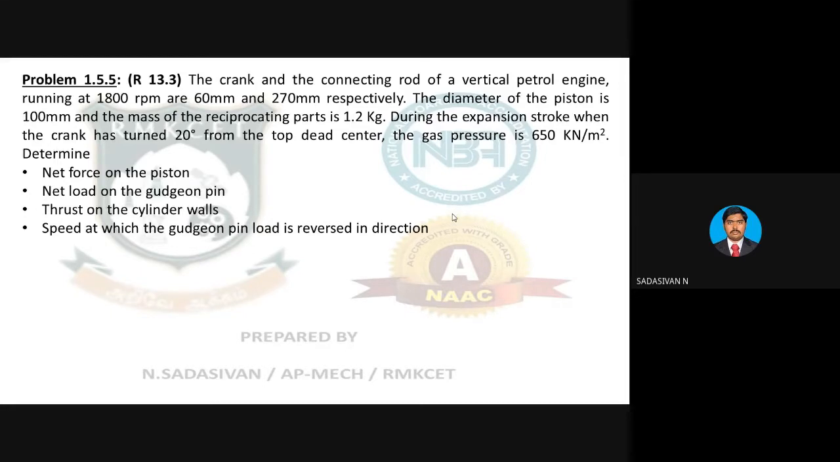So what do you understand from the question? Only one pressure is given. It is a single acting cylinder. Mass of the reciprocating parts is given. Theta is directly given. All the required data are directly given to you. No hidden questions. Okay. Net force on the piston.